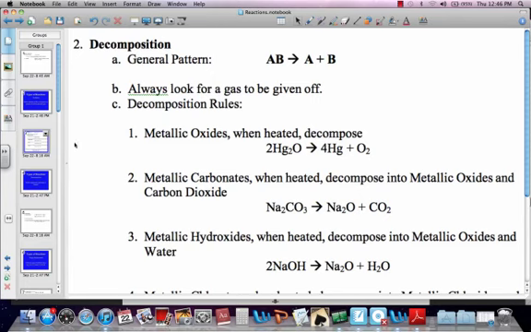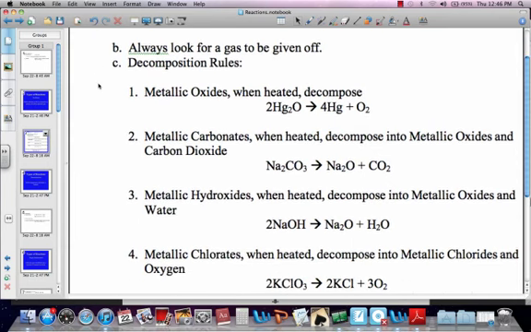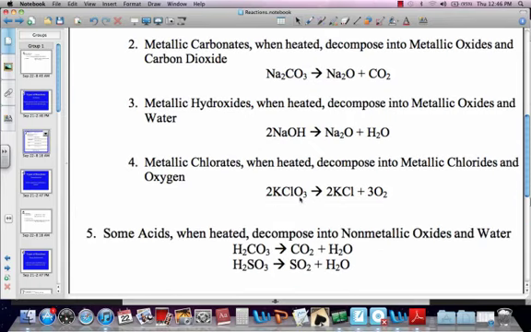The next type of reaction is decomposition, which is the opposite of synthesis. Notice we have AB breaking down into A plus B. There's a couple keys on this. Always look for some sort of gas to be given off. For example, right here, I see oxygen gas being given off. Down here, I see carbon dioxide gas given off. This one's actually going to give gaseous water off. Down here again, we're giving off oxygen.